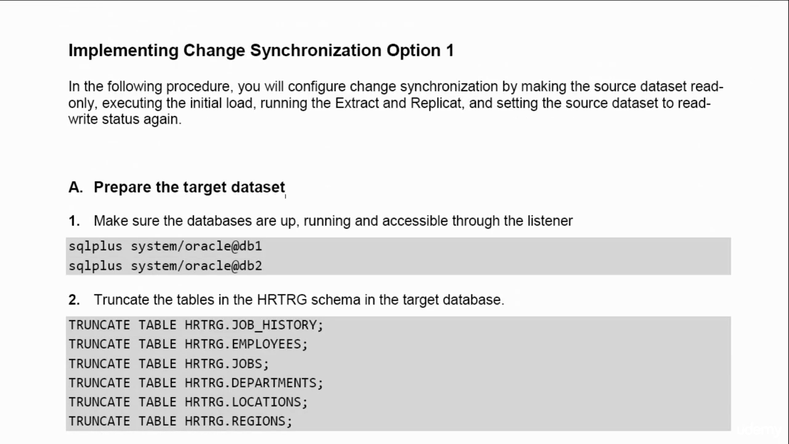As I described earlier, your plan in implementing the change synchronization in this practice will be as follows. Make the source dataset read-only, execute the initial load, run the primary extract and replicate processes, and then set the dataset to read-write status again. Make sure the databases are up and running and accessible through the listener.